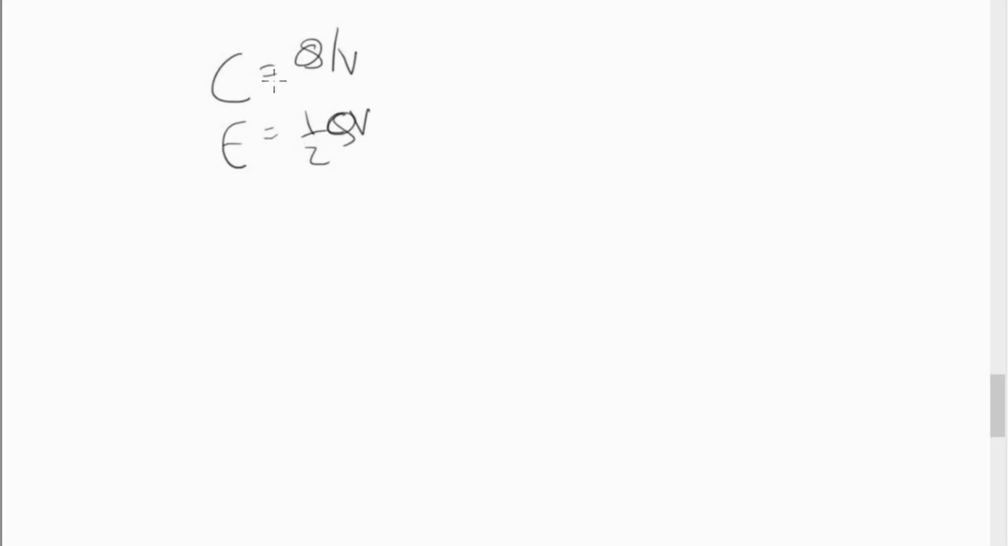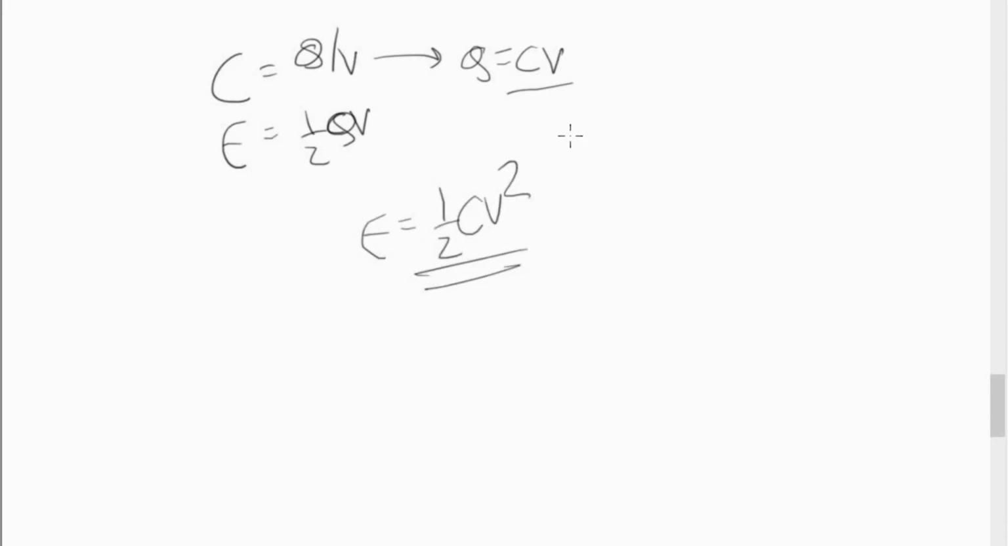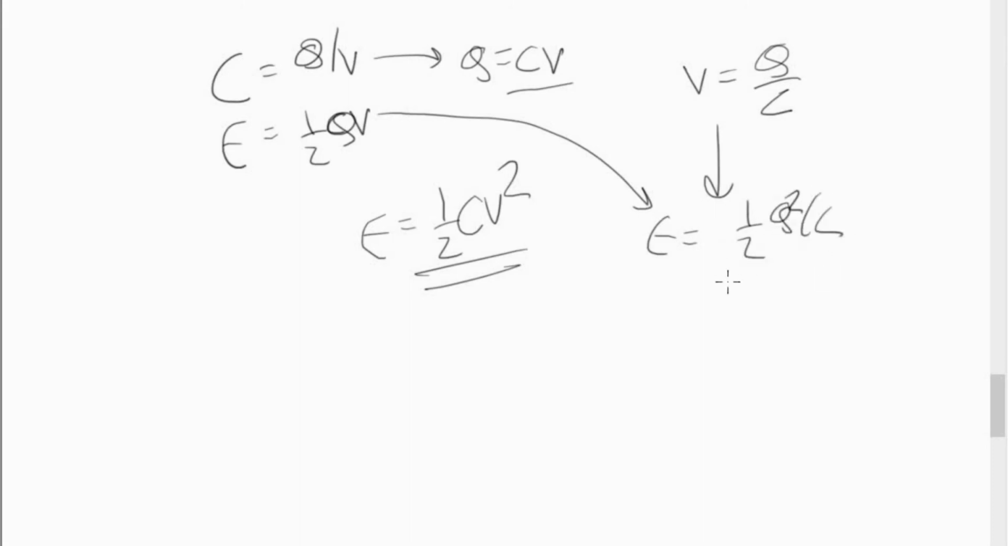So if you substitute, what would you get? You can rewrite this as Q is equal to CV. So you can write that E is equal to half CV squared. Is that clear? You can also substitute V. V is equal to Q by C. So if you substitute that into this, what do you get? E is equal to half Q squared by C. And these equations can be used for measuring the capacitance, and measuring the energy stored in the capacitor. Is this clear? Yes. Alright.